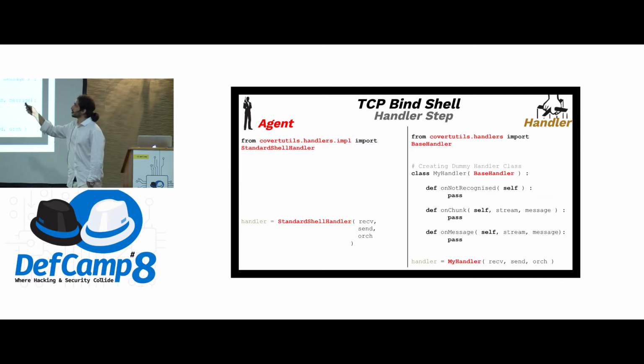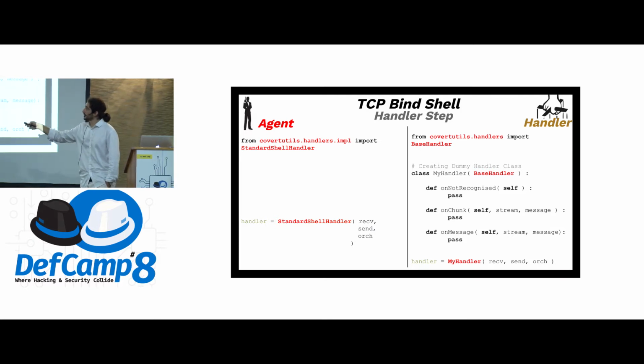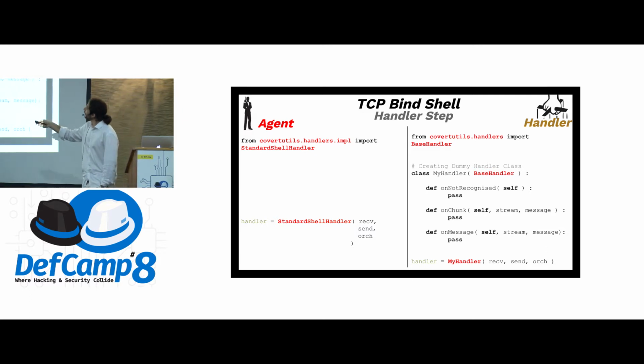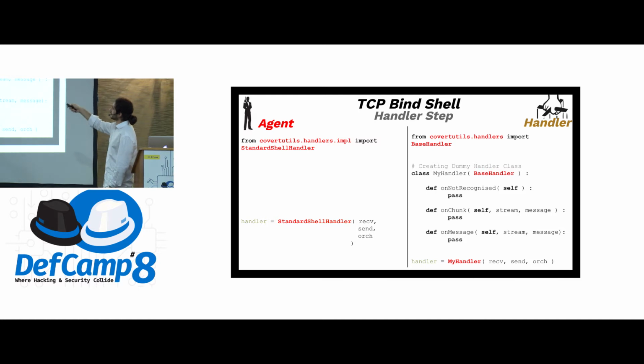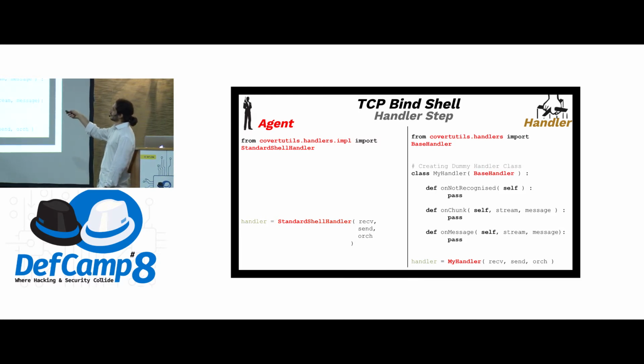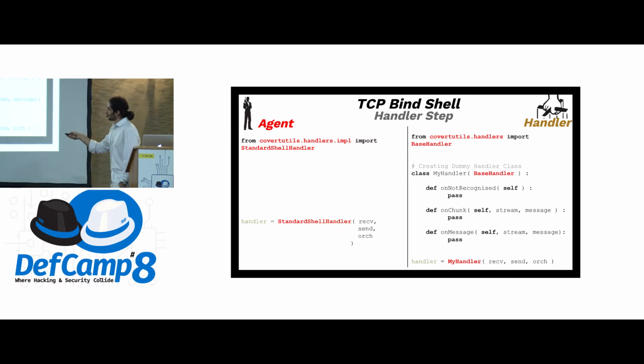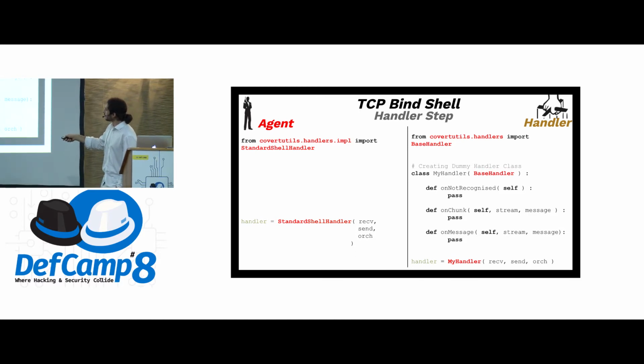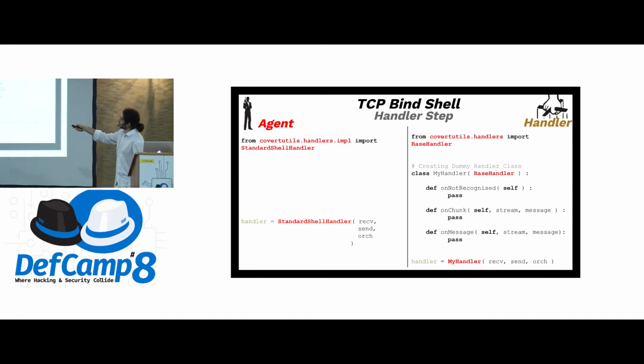We have one more step, a handler step. We make a handler. This guy here is going to do the whole work. It's already implemented, hence it's in the input subpackage. But here, we're going to extend the base handler. Base handler will do nothing if we get a packet that's not recognized, nothing if it gets a packet that's unsigned, that's a chunk, and nothing if it gets a whole message. And we're going to instantiate this one using the receive wrapper, the send wrapper, and the orchestrator from the previous slide.